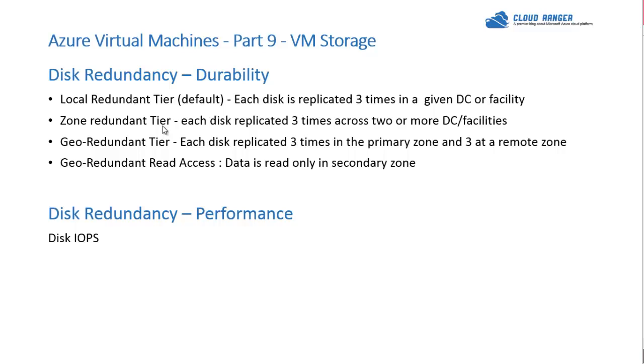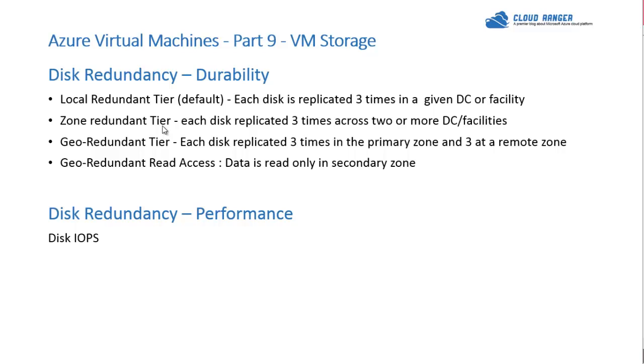So what Microsoft says is, okay, if something happens to this data center and you go with the zone redundant tier, I'll make sure that a copy of your data is in another data center in the same region. So you'll still be in East US2, but 2 or more data centers will have this data. Okay, which is pretty good.